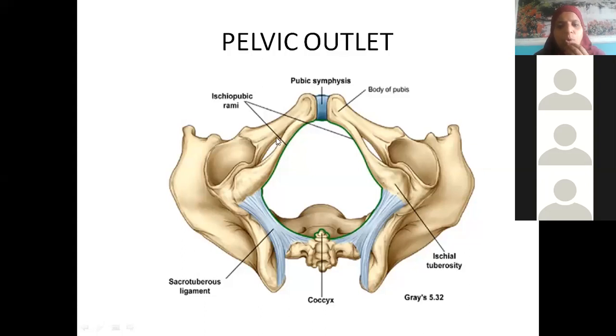This is the pelvic outlet. In the pelvic outlet, you are seeing the pubic symphysis, the sacrum, the coccyx, and the two ischial tuberosities. So whatever green line is there, this is completely pelvic outlet. Now here also we should take measurements. So what may be the measurement from the pubic symphysis to the coccyx?